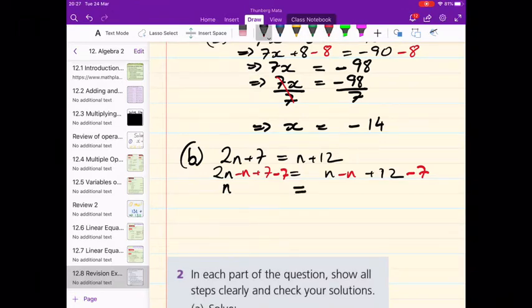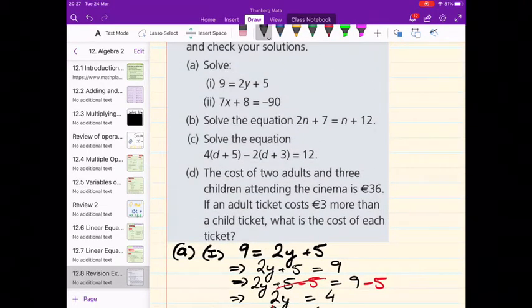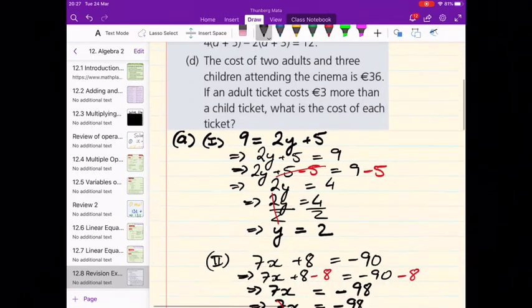So now I'll be left with 2n minus n is a single n on this side. And n minus n leaves us with no n's on the right, so they'll cancel out. Then I'll have 7 minus 7, they'll cancel out, and then I'll have 12 minus 7, that will leave me with a 5. So that's n is equal to 5 for part B.